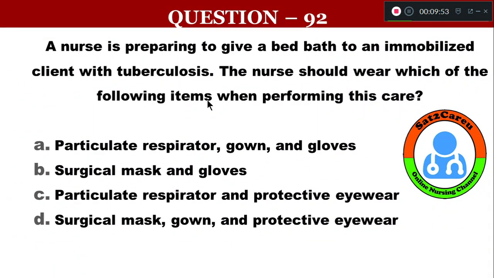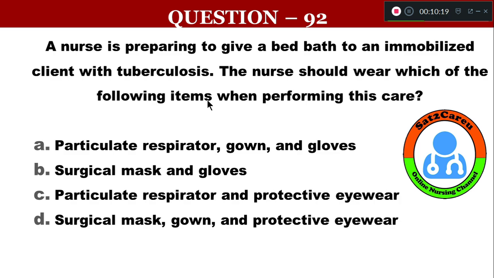Question number 92. A nurse is preparing to give a bed bath to an immobilized client with tuberculosis. The nurse should wear which of the following items when performing this care? Option A, particulate respirator, gown and gloves. Option B, surgical mask and gloves. Option C, particulate respirator and protective eyewear. Option D, surgical mask, gown and protective eyewear.